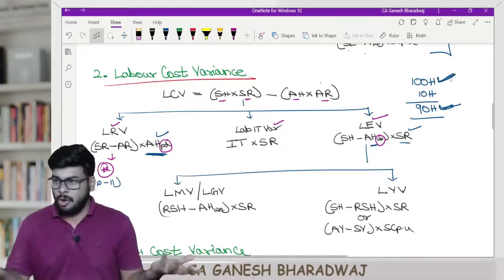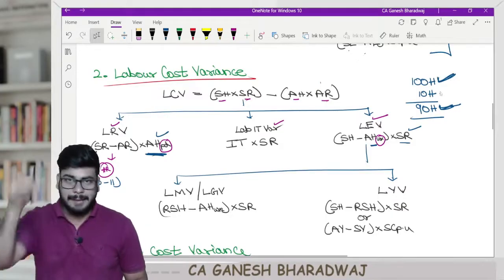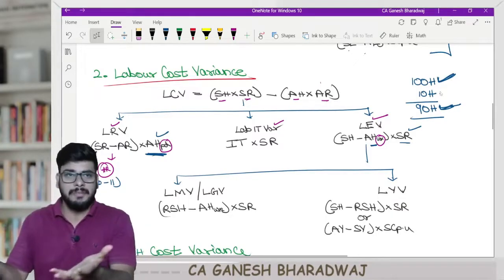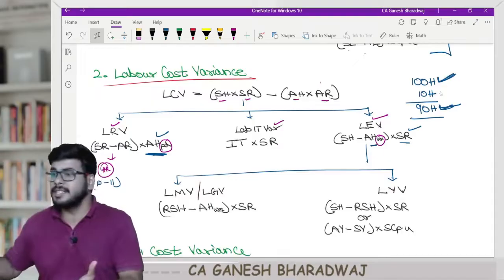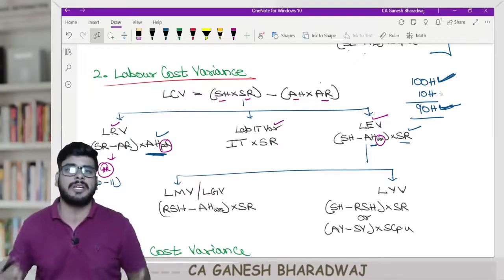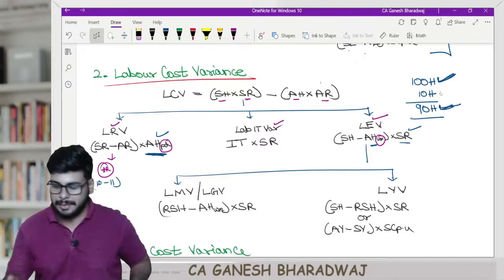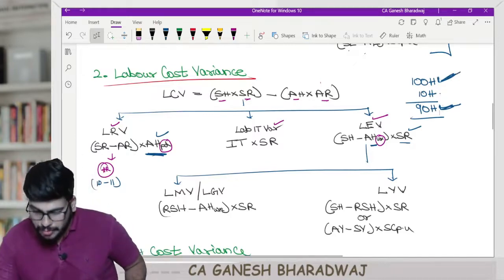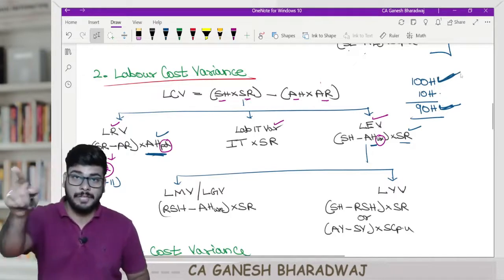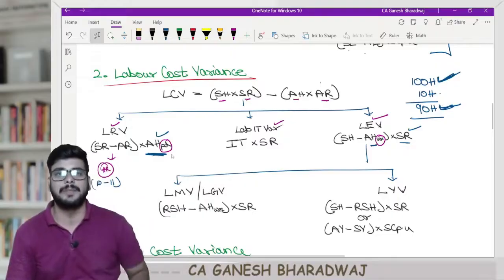Why? Obviously, for these 10 hours they came to the factory, but because of some inefficiency in the maintenance department, there was a power cut. Now, you cannot tell them that I will pay you only for 90 hours. You need to eventually pay them for 100 hours. So, for each of the 100 hours, the HR department paid them. Are you clear with this?